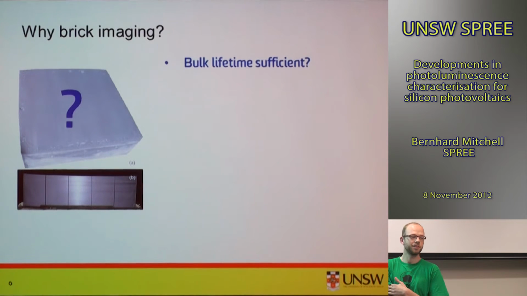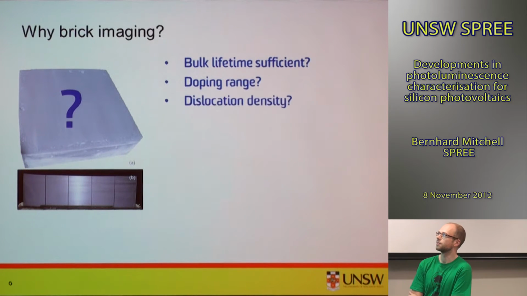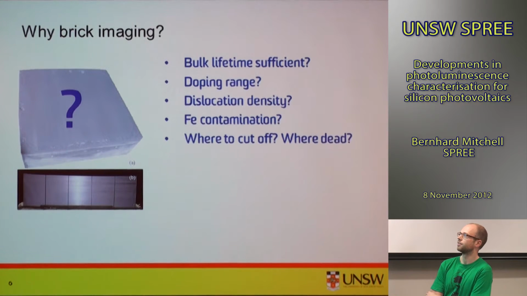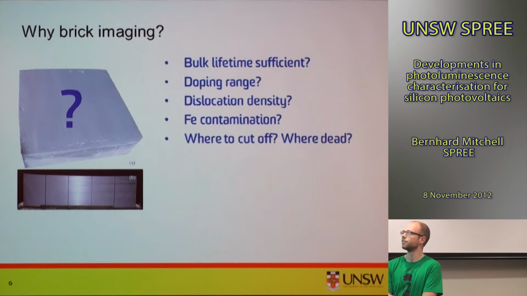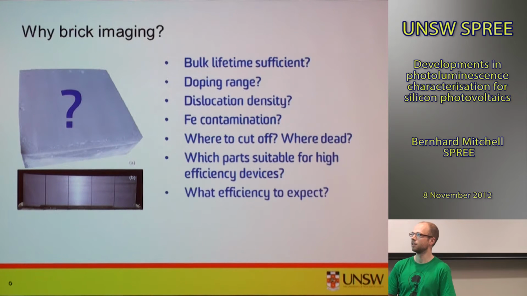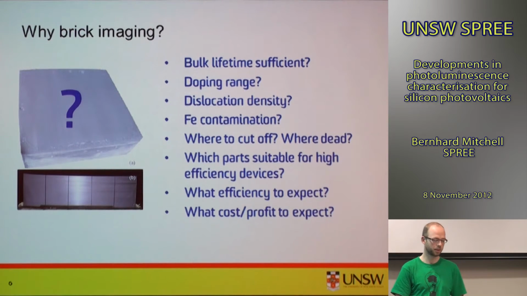But the questions in solar PV are: are the bulk lifetimes sufficient? Is the doping range right for the solar cell process? What is the dislocation density? What is the iron contamination? Where do we need to cut off? Where do we have the dead zones, if any? What are the suitable parts for high efficiency devices? And what efficiency can we expect by using a certain type of wafer? And finally, what are the costs and the profits we can expect from each part of the brick? So these are quite relevant questions to be answered, and my research is trying to put more light on that using PL imaging.